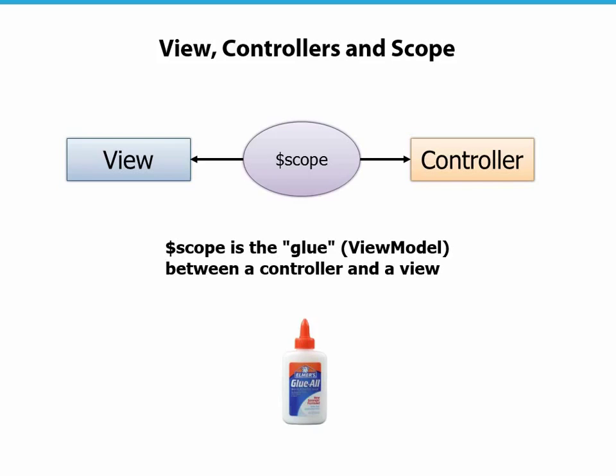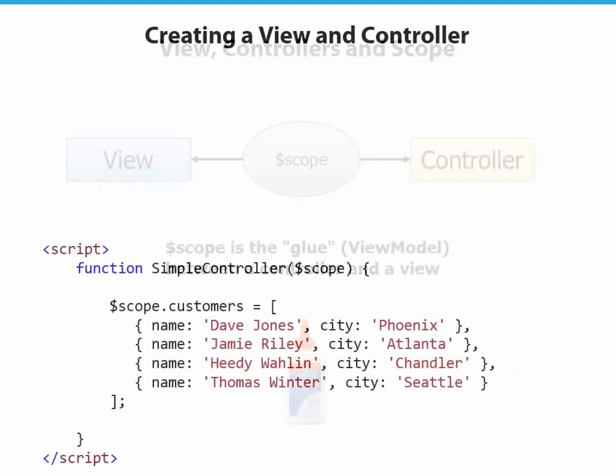Now, for folks that have worked with, say, Knockout or some of the different data binding frameworks out there, not just in JavaScript, but other desktop modes and things, you might have heard the term view model. And a view model literally is the model, the data for the view. Well, that's really all the scope is. The scope is our view model, and it's the glue between the view and the controller.